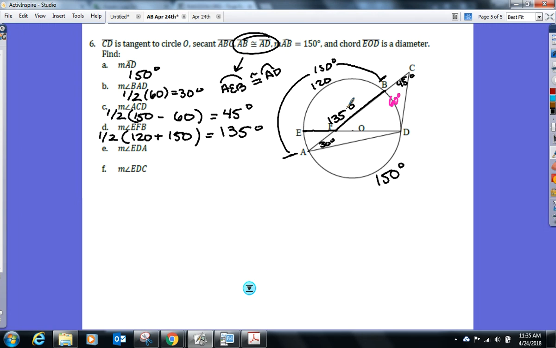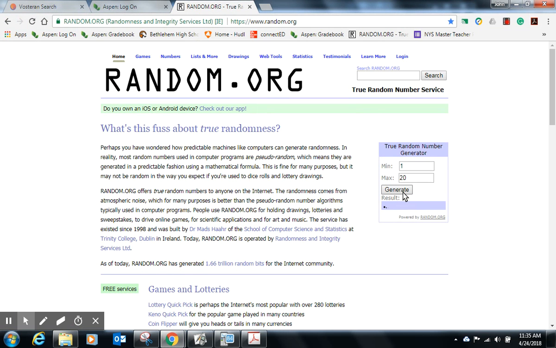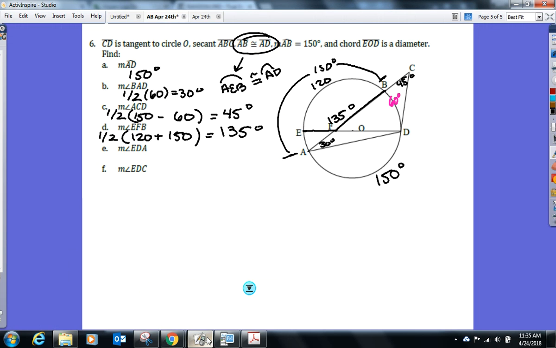Everyone else all right? Were we going too slow or are we okay? I'm trying to slow this down so you see where everything's coming from. EDA, inside or outside? Inside, yep. Central? Again, this is what you ask yourself every time. Central, no. Inscribed. Yep, so it's going to be half of what arc belongs to EDA.